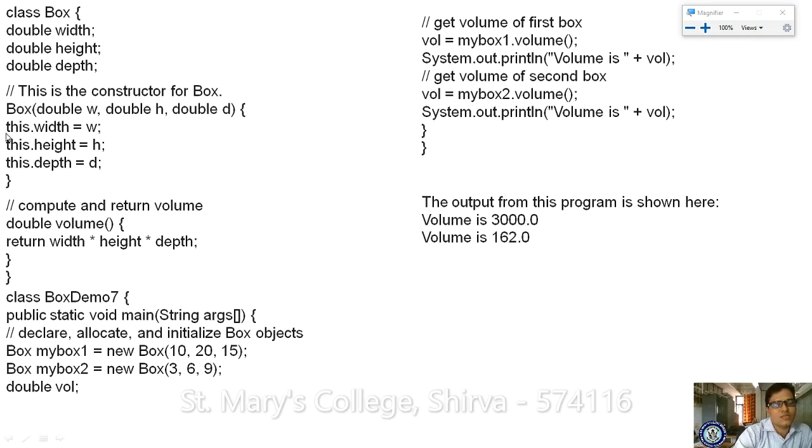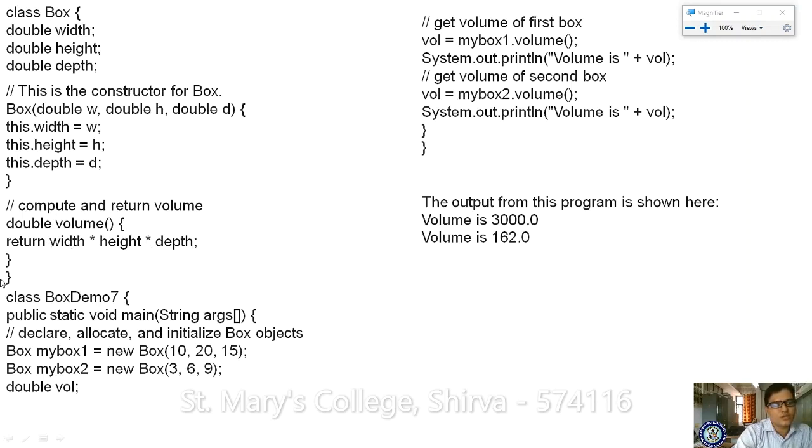If you construct a method, then it is a constructor. I am defining double w, double h, double d as variables. Next I'm assigning this.width. I'm taking this particular class instance variable, and for that variable I'm using the keyword this. Here, this is the keyword. this.width is equal to w, this.height is equal to h, this.depth is equal to d. Next I'm processing. What is the processing statement? Length into width into height, right? So I'm calculating double volume, return width into height into depth.